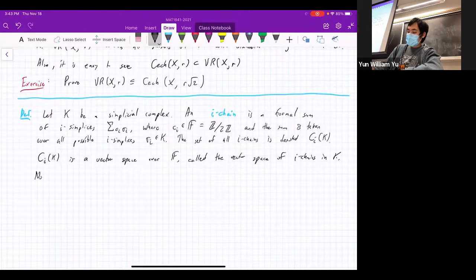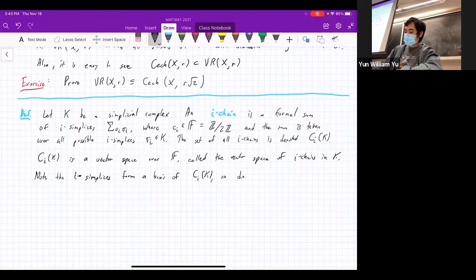Okay, and note that we do have a basis for this vector space. What's our basis? Yeah, just the simplices. So note that the i-simplices form a basis of C_i of K. So the dimension of this vector space is just equal to the number of i-simplices.